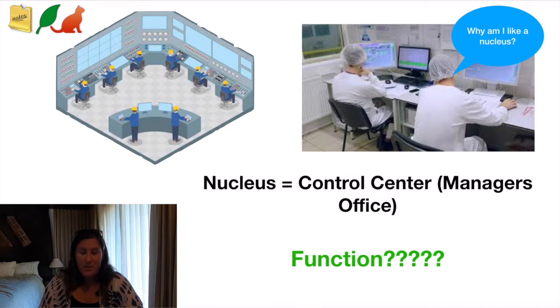So you could go with a bunch of different answers. You could go with control center, maybe there's a boss or a manager or a main office. All of those kind of imply the same function, that they are controlling the operations within the whole factory. Same with the nucleus. The nucleus is the control center of the cell.